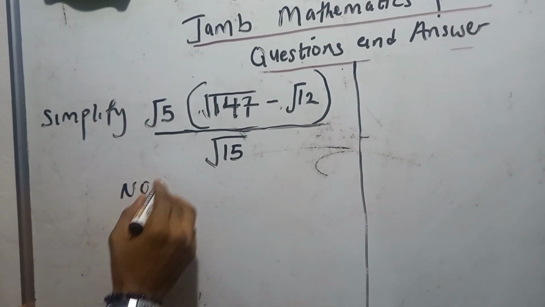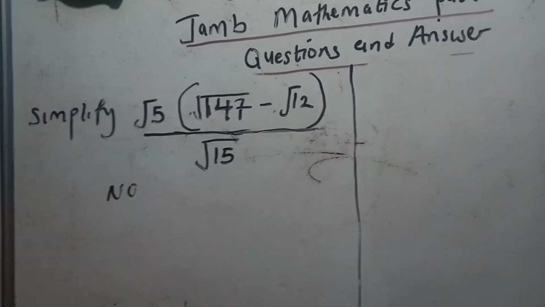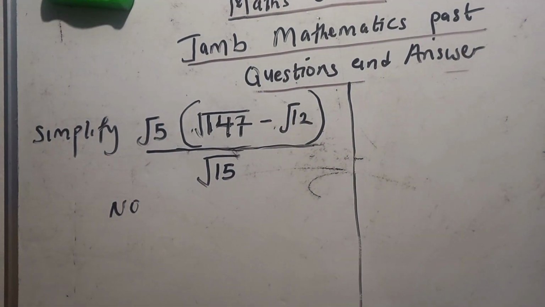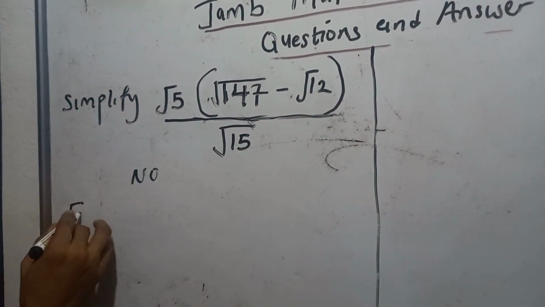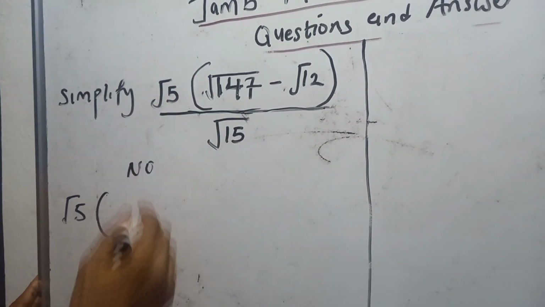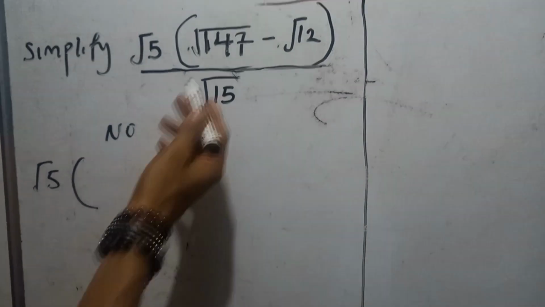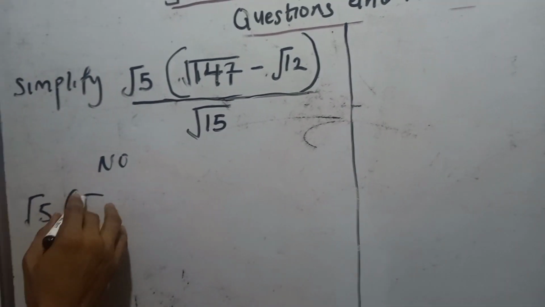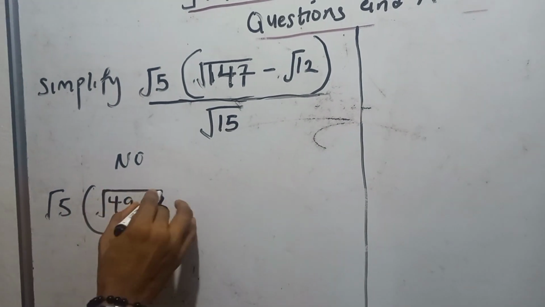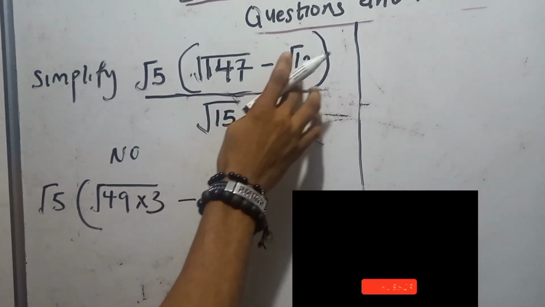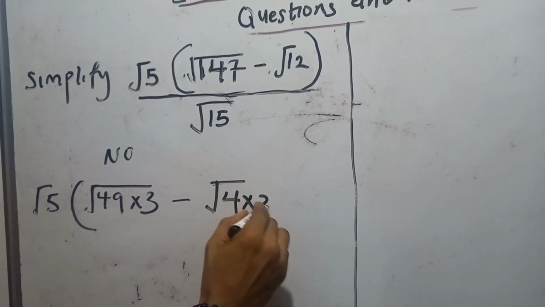Number 2 is not rationalized, which makes it easier for us. So I am going to go straight by saying square root of 5 in bracket. What is the square root of 147? The square root of 147 is 49 times 3. The square root of 147 minus the square root of 12 is what? The square root of 12 is 4 times 3.